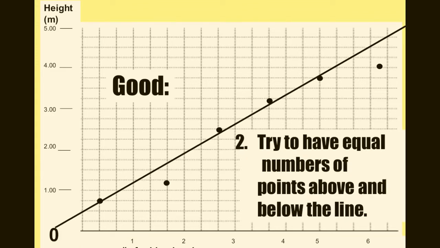Another tip is to try to have an equal number of points above and below the line. Now, this is not possible at all times, meaning an exact 5 and 5, or 3 and 3, but try your best to keep it as close as possible. What you don't want is 10 data points above the line and only 2 below the line. So keep that in mind. Try to have roughly an equal number of points above and below the line.